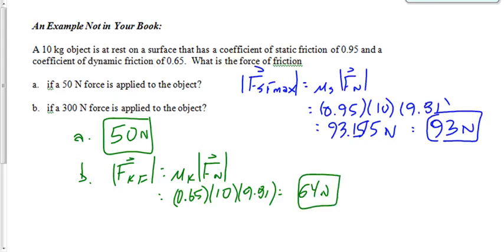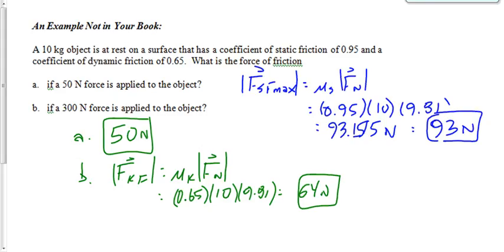Notice kinetic friction is not smaller than static friction. It's bigger. Didn't we say that static friction is always bigger than kinetic? Yeah, no, we didn't say that static is bigger than kinetic. We said the maximum static is bigger than kinetic, almost always.